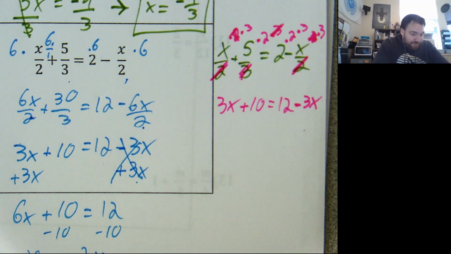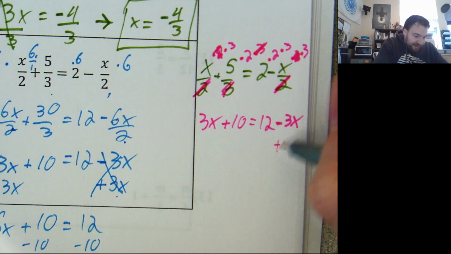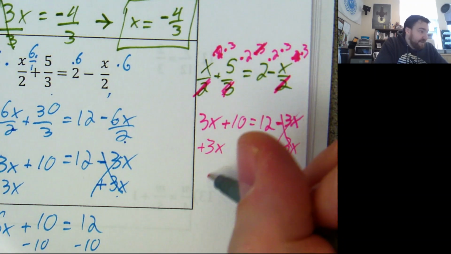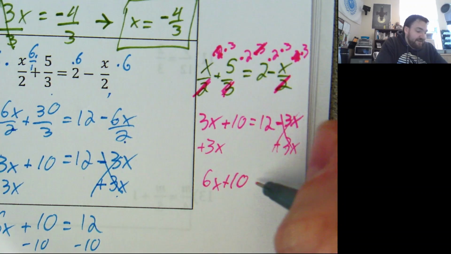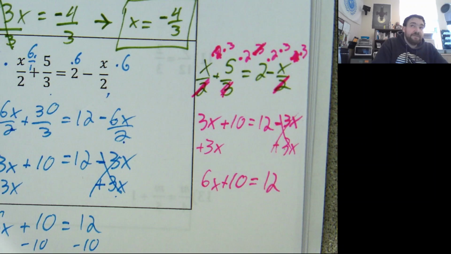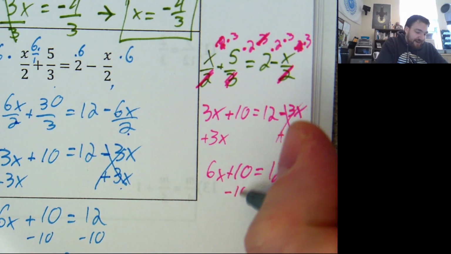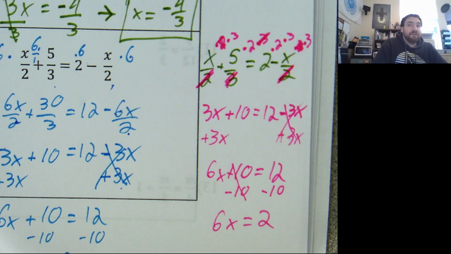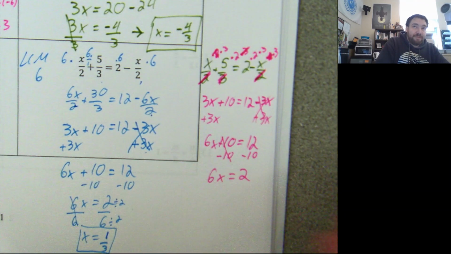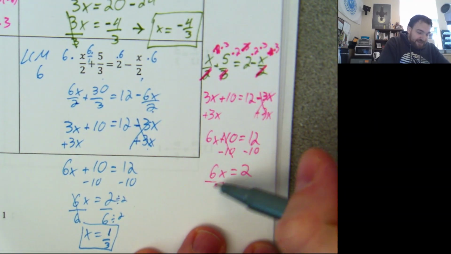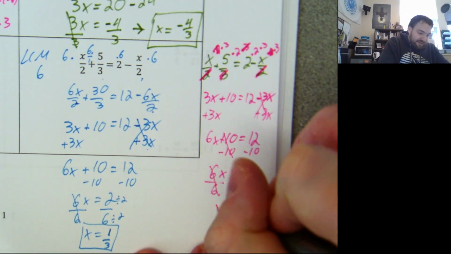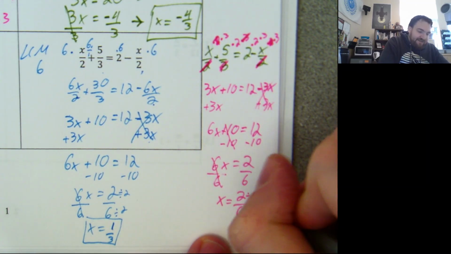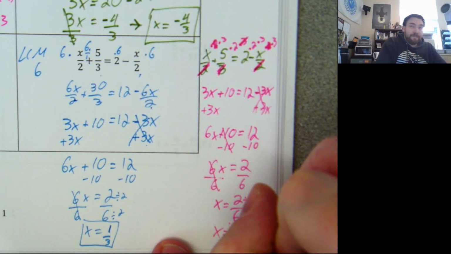And now I'm going to solve this thing the exact same way. I'm going to add 3x to both sides, giving me 6x. Can you wait till my lesson's done? And then you can go. 6x plus 10 equals 12. I'm going to subtract 10 on both sides, leaving me with 6x equals 2. I'm going to divide both sides by 6, leaving me x equals 2 over 6. And I can divide both of these by 2 again, and I get the same value I had before.